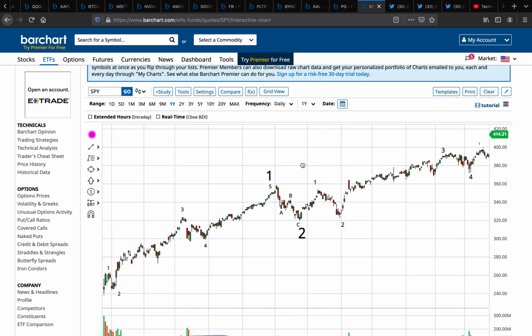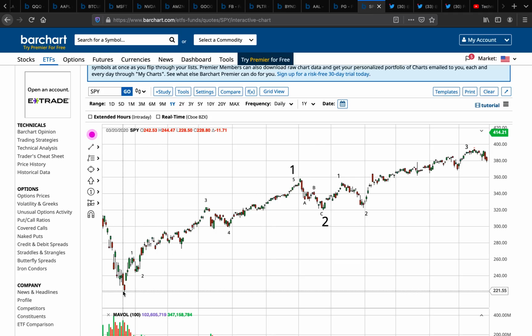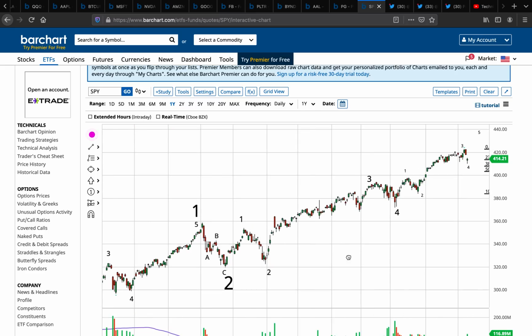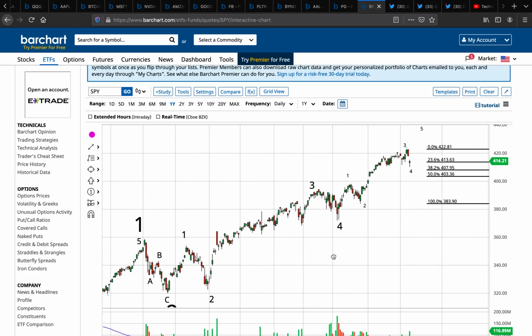But this is SPY. This is the original count: 1, 2, 3, 4, 5, large degree wave 1, and ABC correction puts us a wave 2 low. We have another wave 1 and another wave 2. Now, let's count SPY. So this is a new cycle that begins in late September. Wave 1, wave 2, wave 3. ABC correction puts in a wave 4 low. We begin a larger degree wave 5, right?